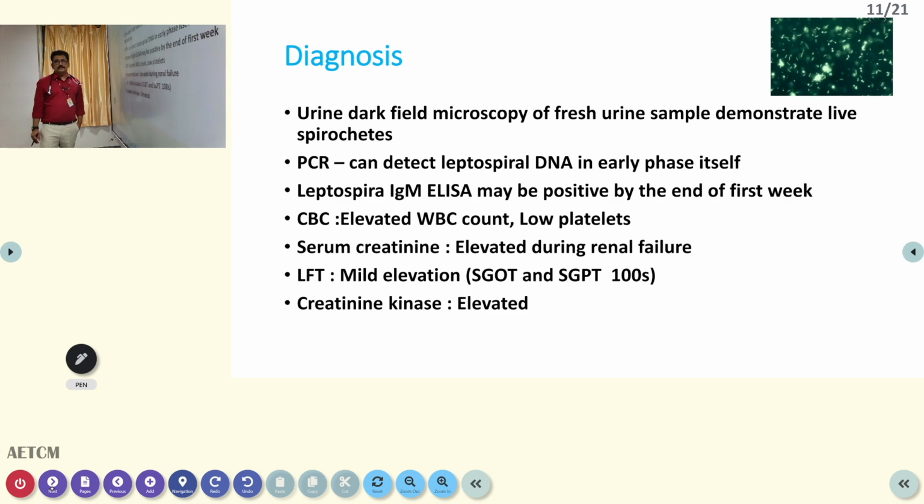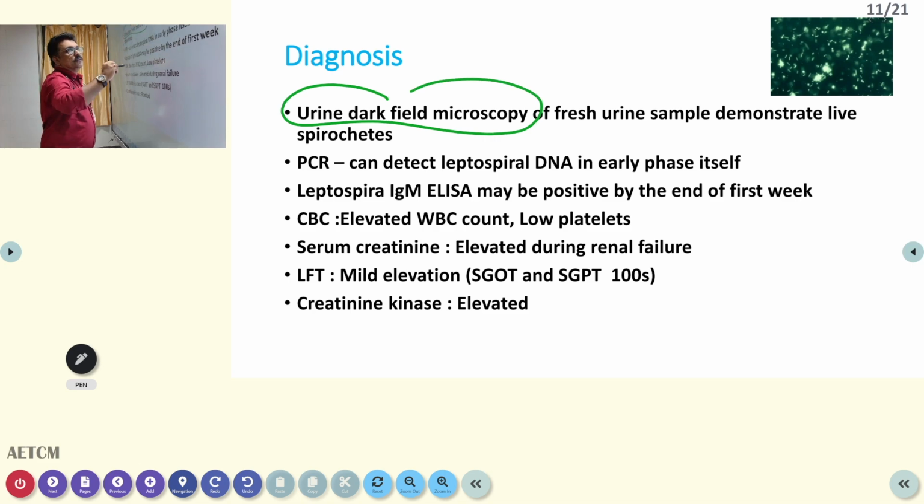Now, how do you diagnose? Initially, all patients who have a short febrile illness, whether it is leptospirosis, dengue fever, malaria, or any other viral fever, will have similar clinical features. So one of the most important investigations you can do in primary settings is urine dark field microscopy. We'll see the picture later.